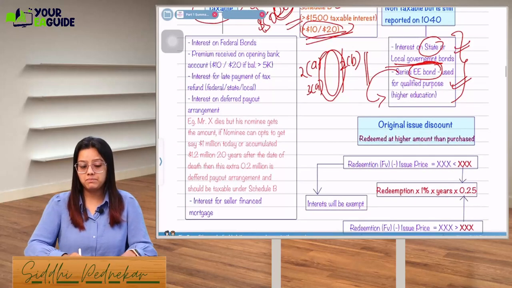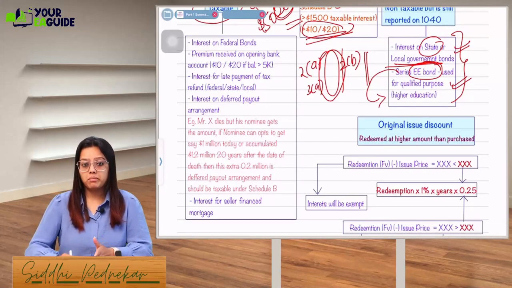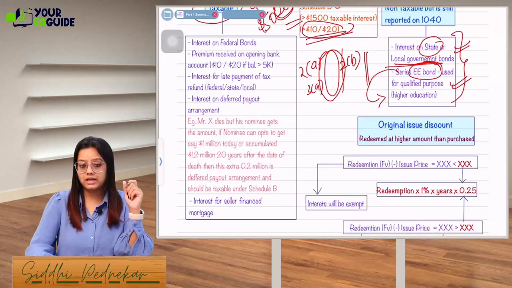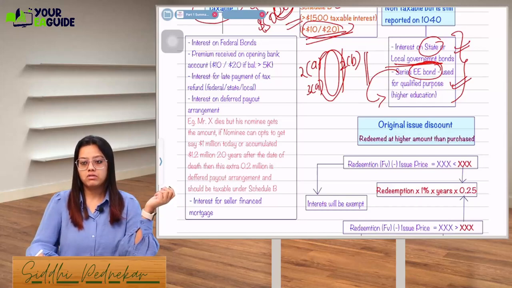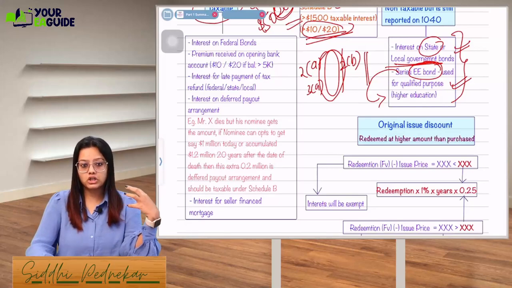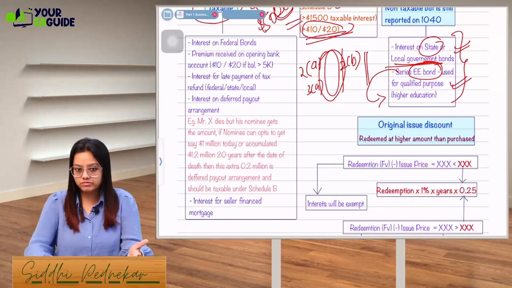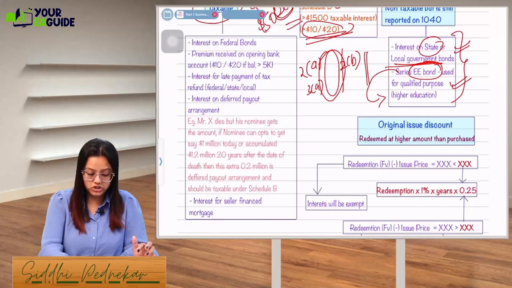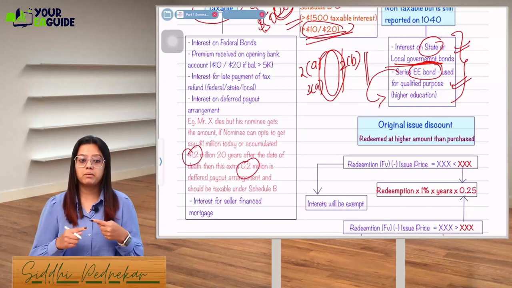Here one example is there. Mr. X dies, but the nominee gets the amount. The nominee has the option that they can get the $1,000,000 today, or they can accumulate it. They are not going to use the whole $1,000,000 on the same day. So what they did is they had the option to accumulate the whole $1,000,000 for 20 years. After 20 years, you will not receive the exact $1,000,000. There is a time value of money, right? So you are going to receive $1.2 million. The extra $0.2 million which you receive is your deferred payout.